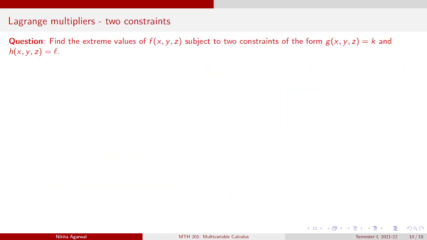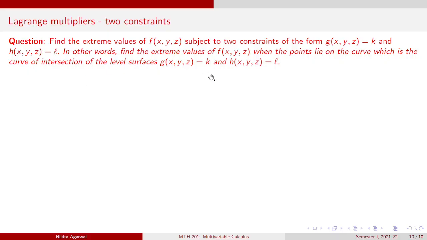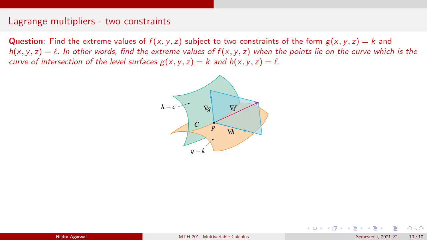Now finally, let us extend the Lagrange multiplier method when you have two constraints. So the question is, find extreme values of f subject to two constraints, g equal to k and h equal to l. So there are two level surfaces and you want to find extreme values. In other words, find extreme values of f when the points lie on the curve of intersection of these two level surfaces. If you have two level surfaces, they may not meet at all or they meet on a curve. It's not a level curve really, it's a curve. So this is the picture.